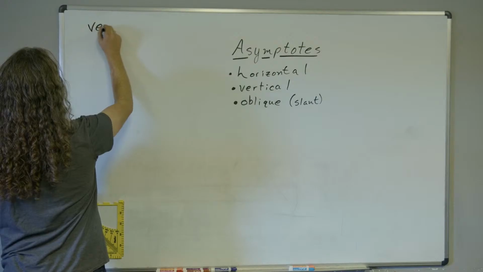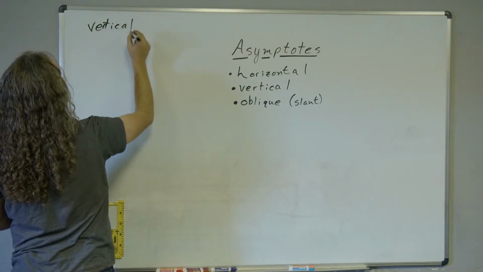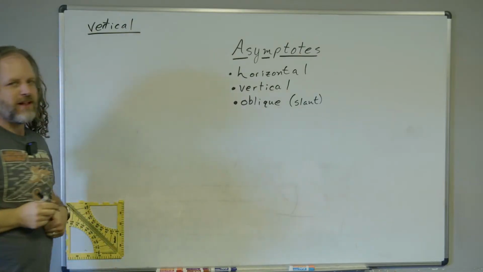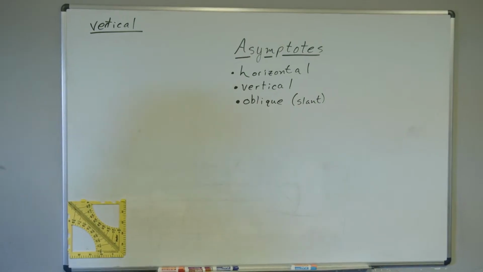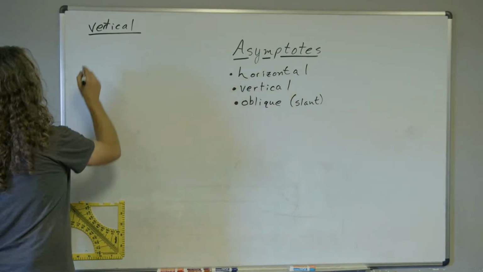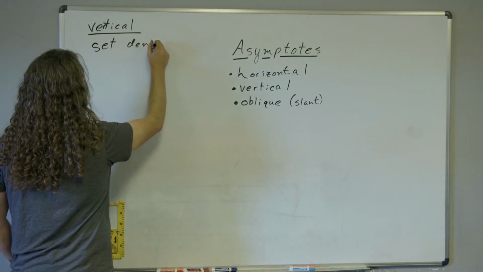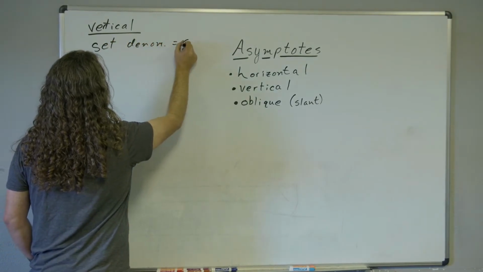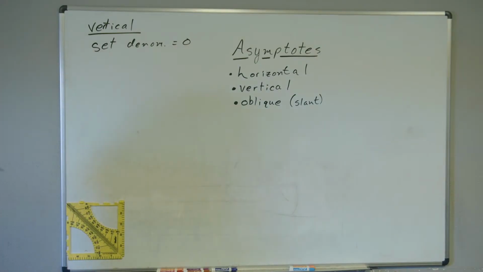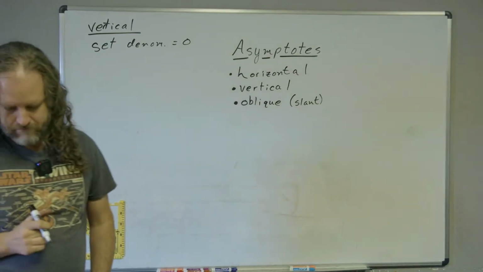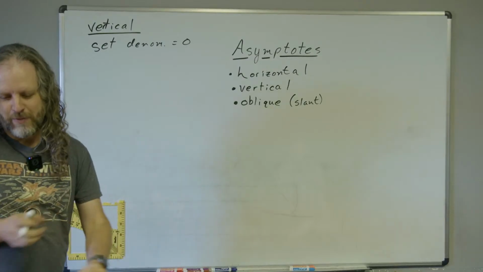Define the vertical asymptote. Do you remember what you do? No. Is there not a denominator? The denominator can't be 0. Set it equal to 0 and solve. Easy peasy. No big deal.